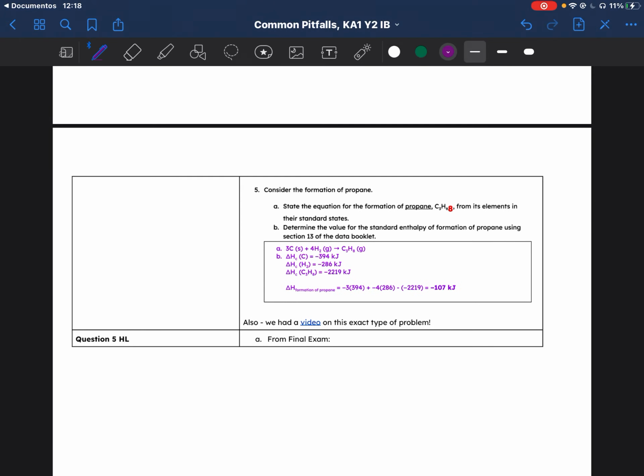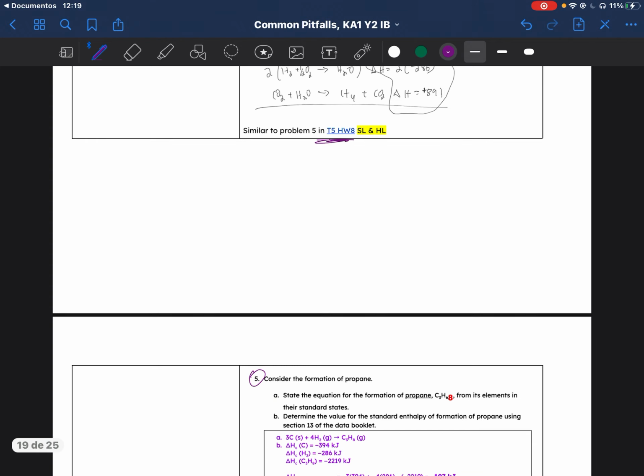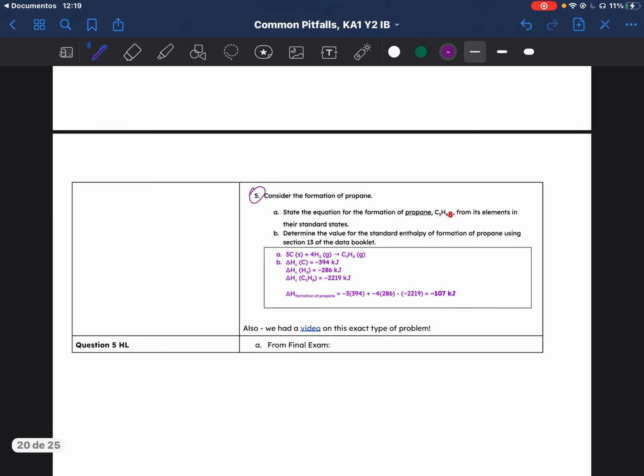All right, and then this question was very, very similar to question 5 in T5 homework 8. So if you take a look at question 5 in T5 homework 8, it was the same thing. We had to write the formation. We then found the combustion for each one. And then you'll take a look and we used the reactants combustion data minus the product combustion data to get enthalpy for this overall reaction.